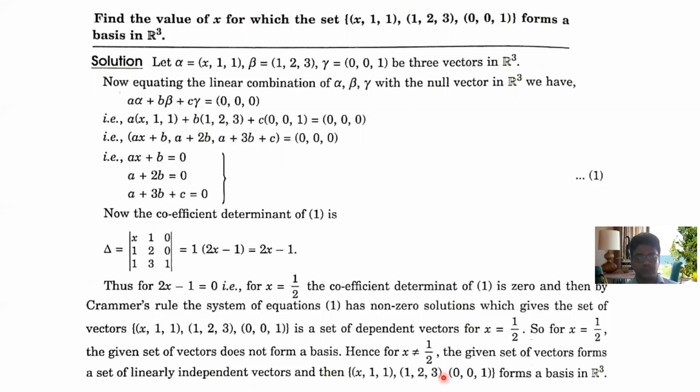Now another question, the last question, whether the vectors form a basis or not. Find the value of x for which the set of vectors forms a basis. In the same way, first it should be linearly independent. If linearly independent, the determinant should not be equal to 0. From this you can find the value of x. Let's see.